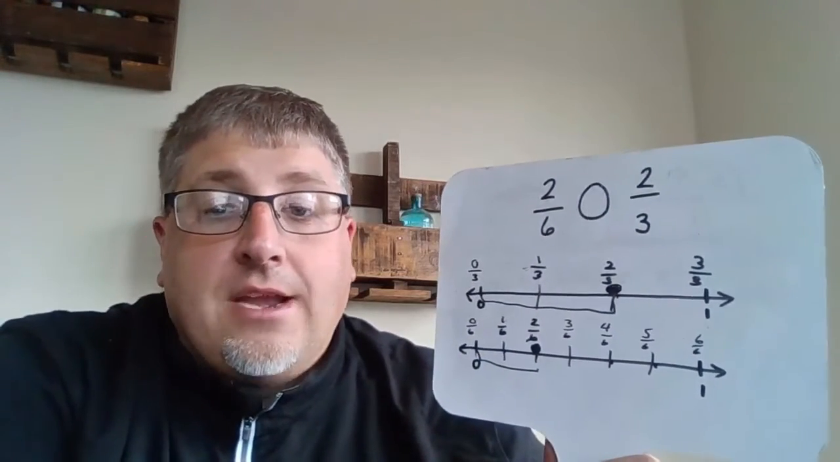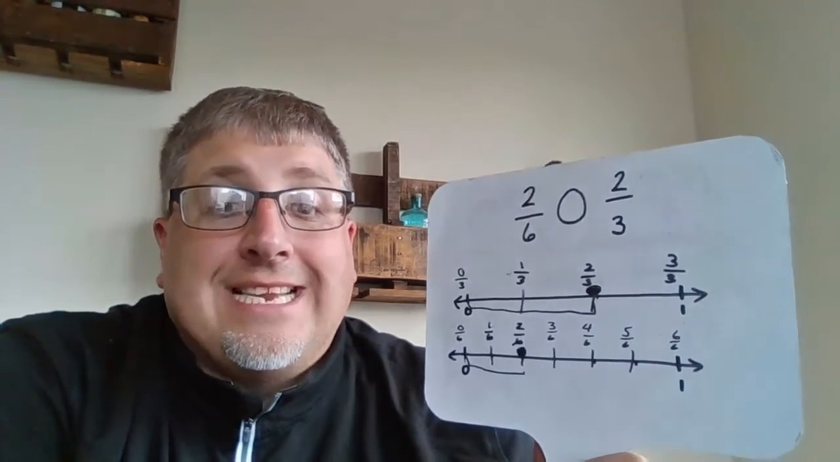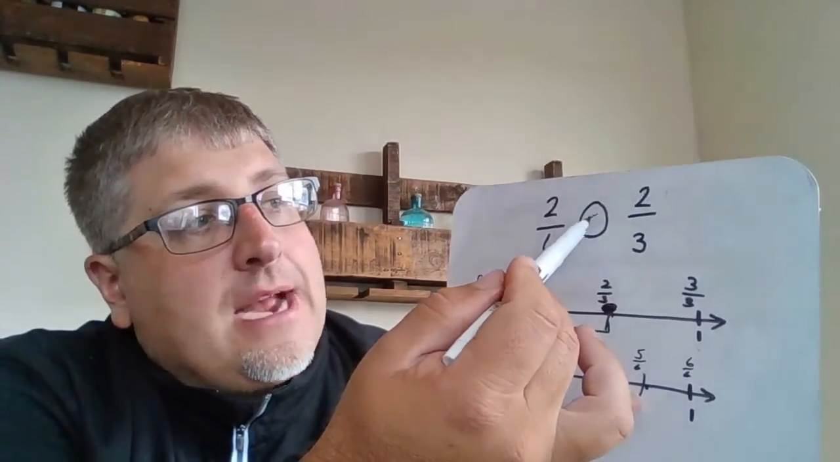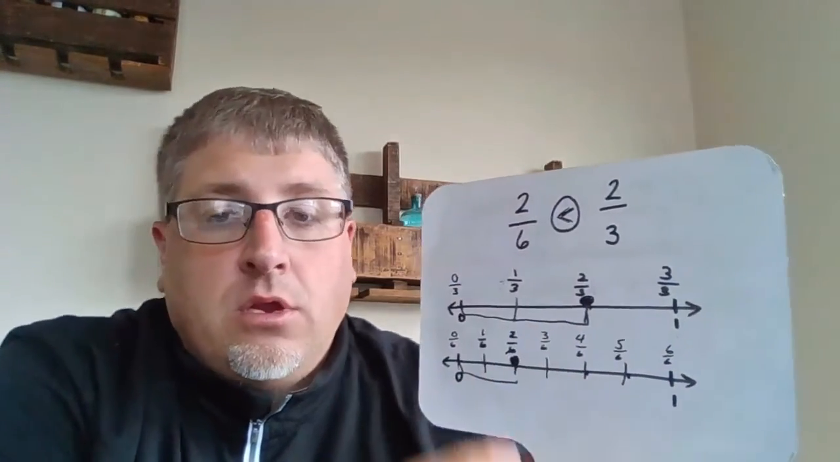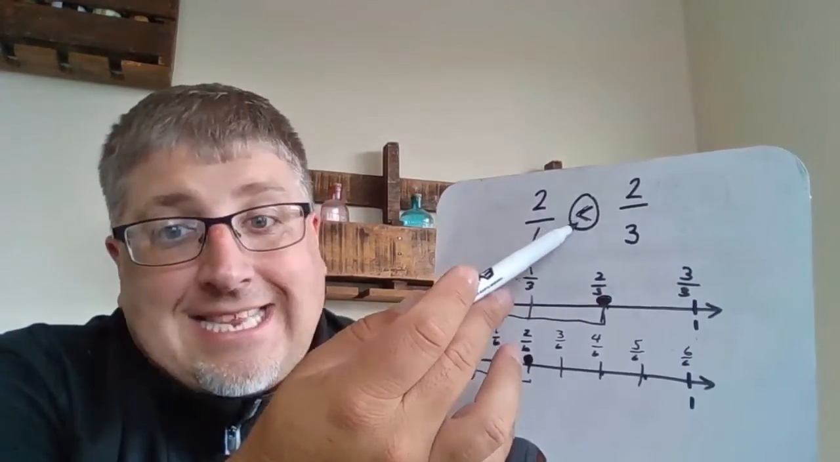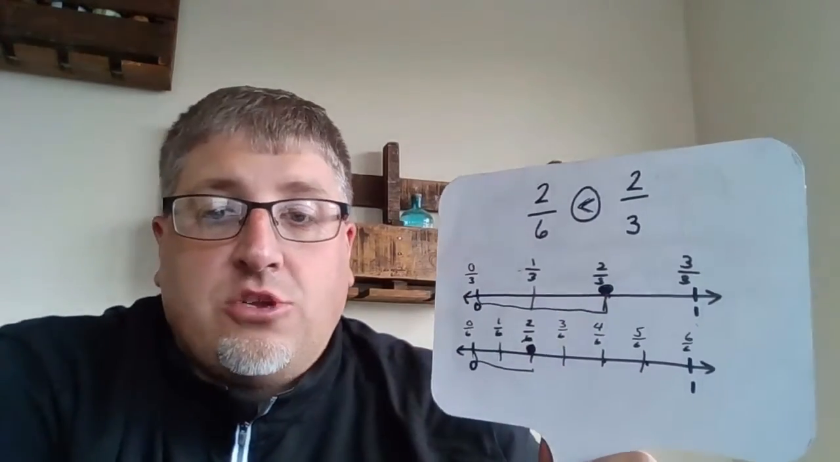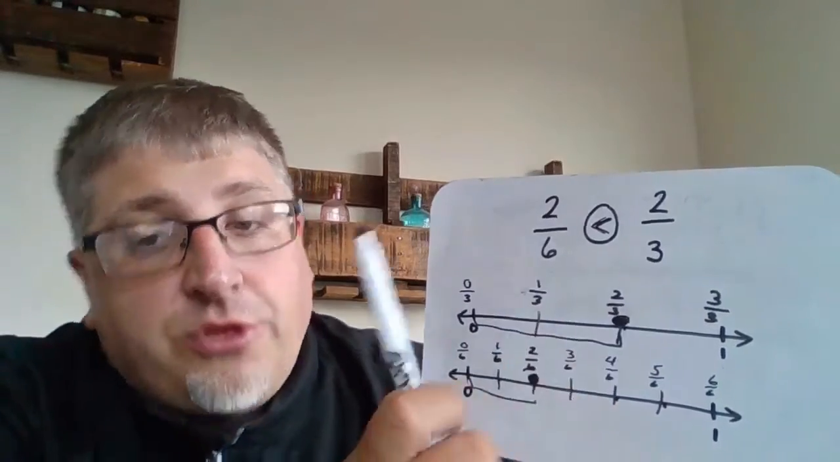So we know that 2 thirds is bigger. 2 sixths is less than 2 thirds. So we want to eat up the big side over here. Okay? 2 thirds, we're eating up the big side there. Let's read that. 2 sixths is less than 2 thirds.